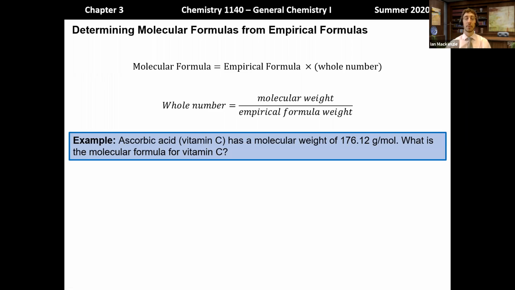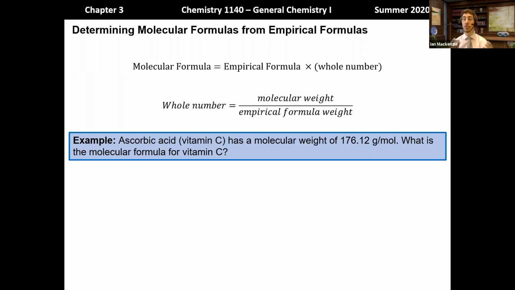Now, we'll go through an example of this, but you may wonder, where would I get the molecular weight from? Well, there are certain tools. One is known as mass spectrometry, which will not give you the molecular formula, but it will give you the actual molecular weight for the compound.